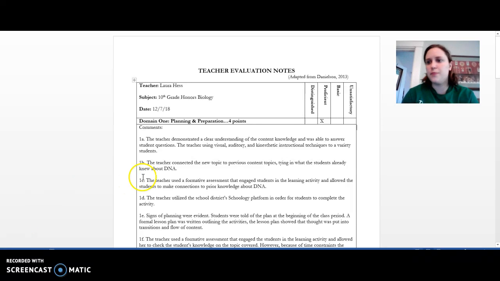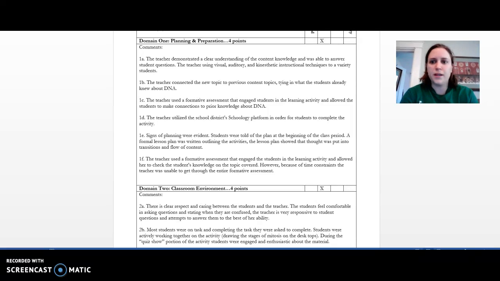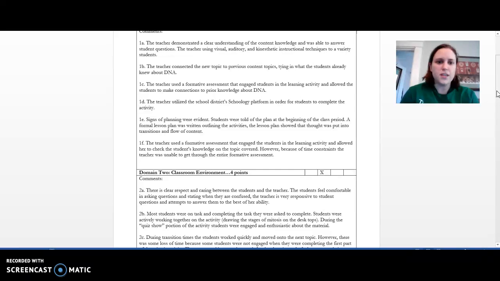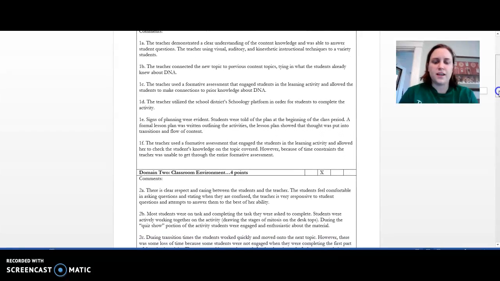Now, my lesson evaluated based on the Danielson framework. If you look on my screen, you can see I have the evaluation I completed up. So looking at the first domain of planning and preparation, on this domain I gave myself a 3 out of 4, so a proficient. The reason I gave myself a 3 was because I felt that I demonstrated understanding of content knowledge. I related the topic to previous topics the students had covered. I put a lot of planning and preparation, and I utilized the school district resources such as the Schoology platform. Students were very engaged during the formative assessment, and it allowed students to check their knowledge.